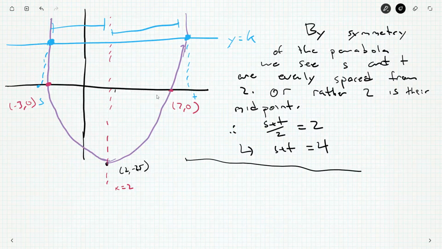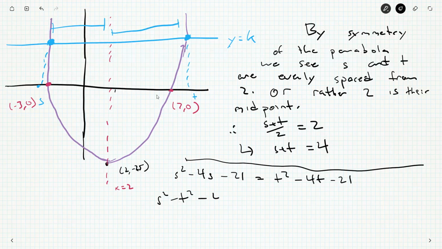So, another way to do this one, they've given us the setup. s squared minus 4s minus 21 is t squared minus 4t minus 21. I'll bring it all over onto one side. s squared minus t squared minus 4 times (s minus t), and then the 21s will cancel out. Okay, so we've got this.